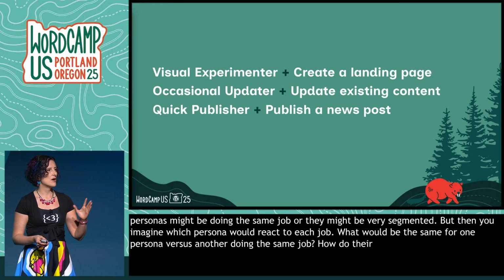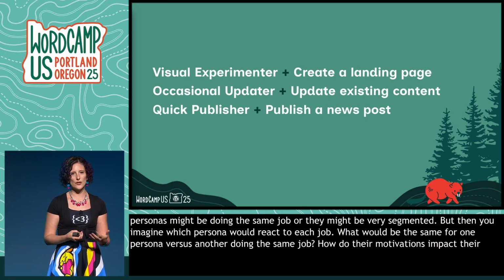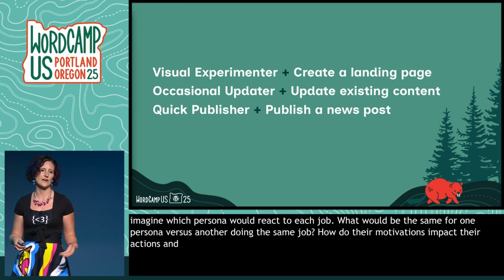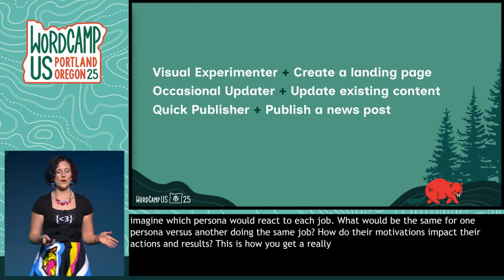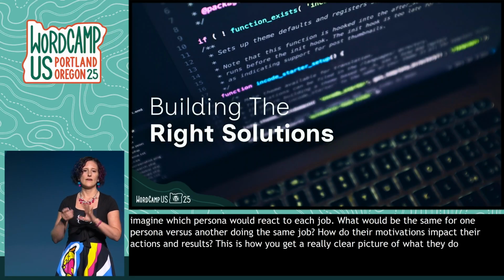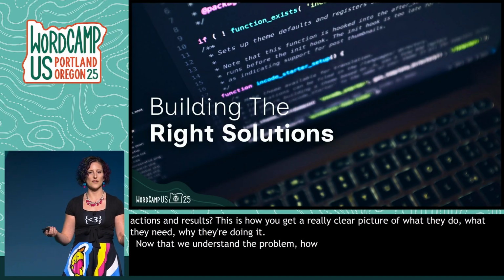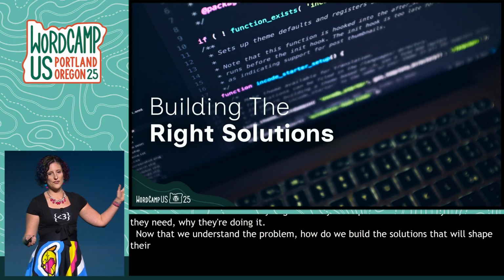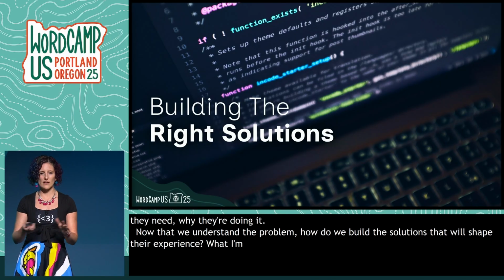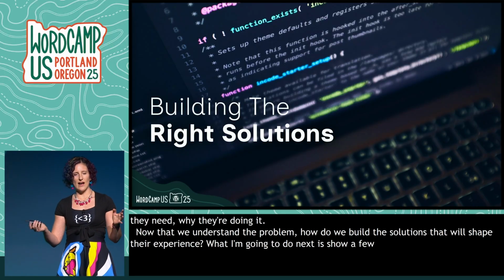And so this is how you get a really clear picture of who your content creators are, what they're doing, what they need, why they're doing it. So once you have this, now that we understand the problem, how do we build the solutions that will shape their experience? What I'm going to do next is show a few technical examples, but this is not a comprehensive how-to build talk.